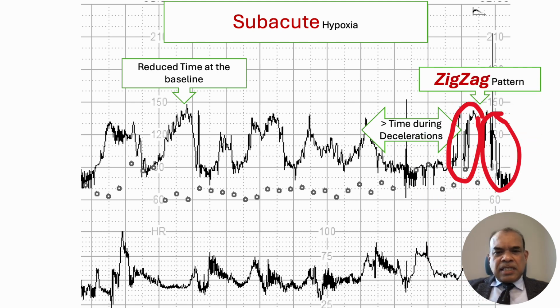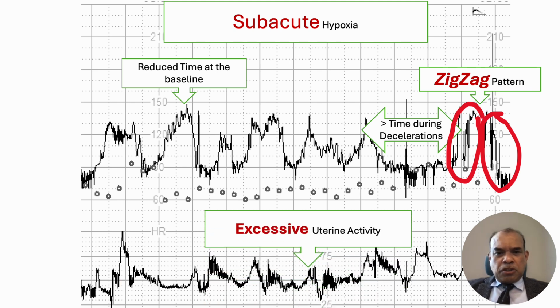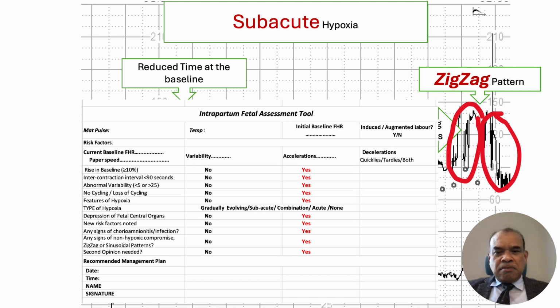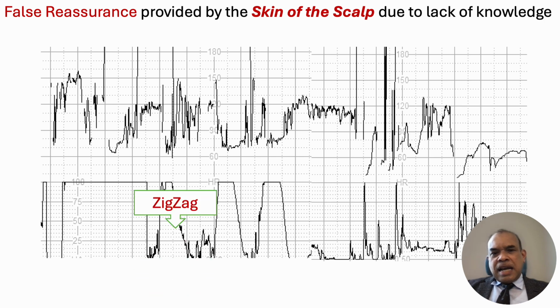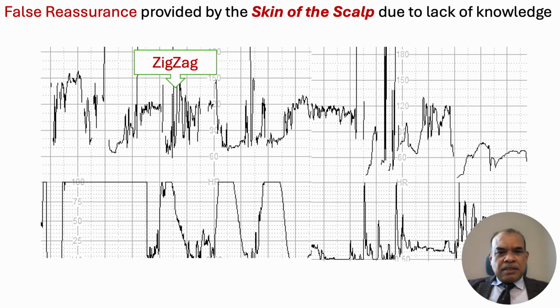And all this fetus needed was to stop that stress, reduce the oxytocin. So they missed the oxytocin reduction. They continued because fetal blood sampling was normal. If they had used this tool, they would have recognized subacute hypoxia. And as expected, the outcome was very bad because fetuses don't care about how much oxygen they have in the skin. They care about central organs.